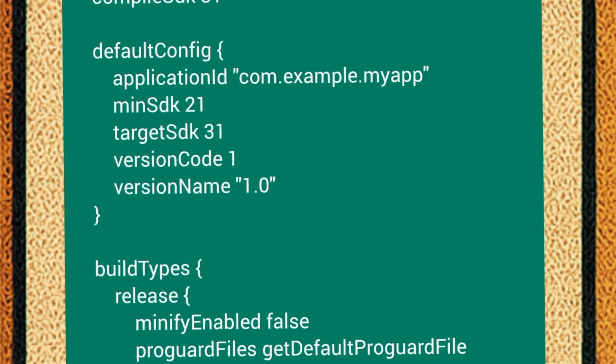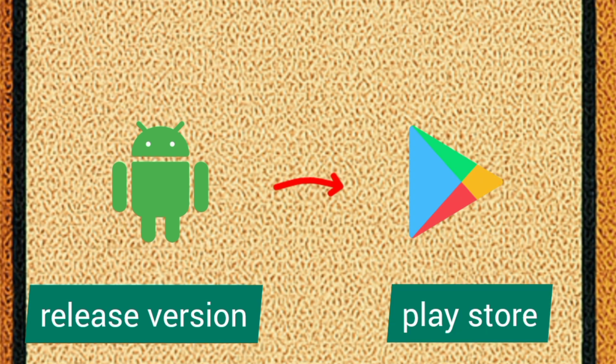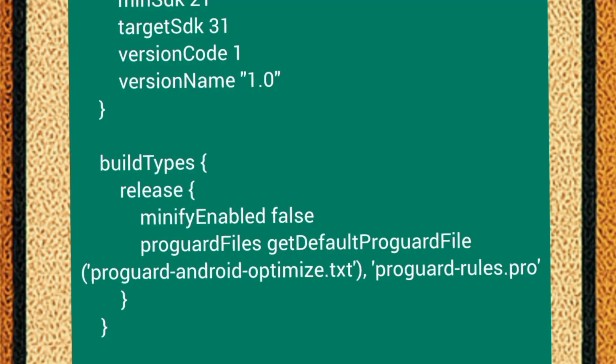Now let's look at the build types section. This section is like saying, hey Gradle, here's how I want you to build the release version of my app, the version I'll put on the Play Store. Let's break it down. Release block. This is the part that defines how your app behaves when you're preparing it for publishing.